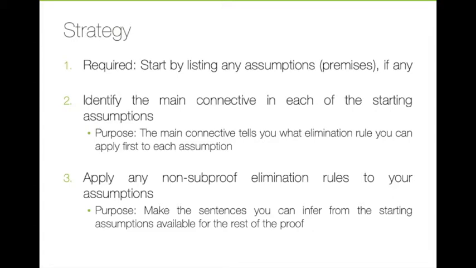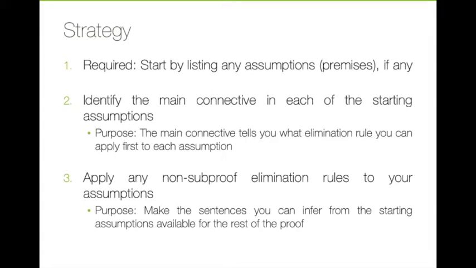Once you've got your assumptions listed, your main goal should be to identify the main connective in each one of those starting assumptions. The purpose of doing so is that the main connective tells you what elimination rule you could apply to each of those assumptions. So if the main connective in one of your assumptions is a biconditional, that tells you that if you want to access either of the sentences that compose the biconditional, you're going to have to use biconditional elimination.